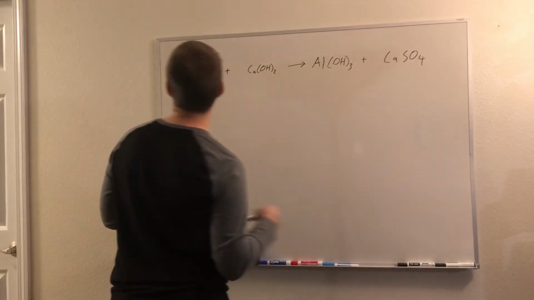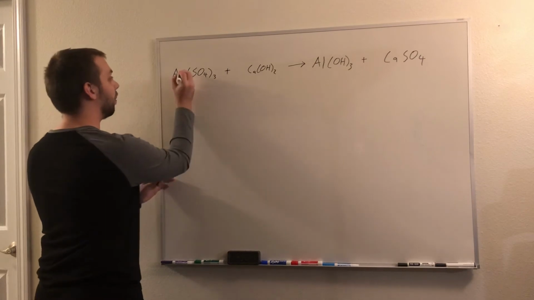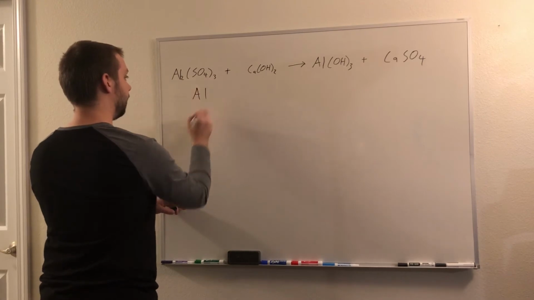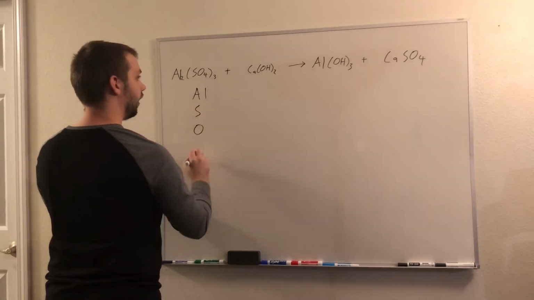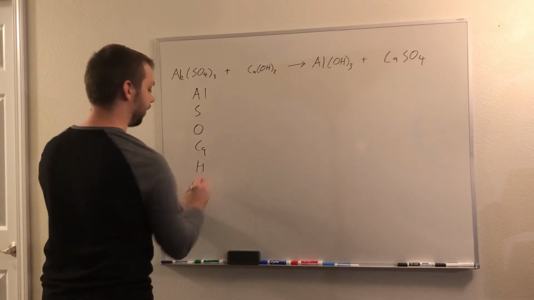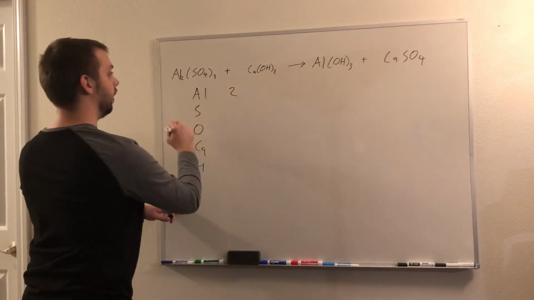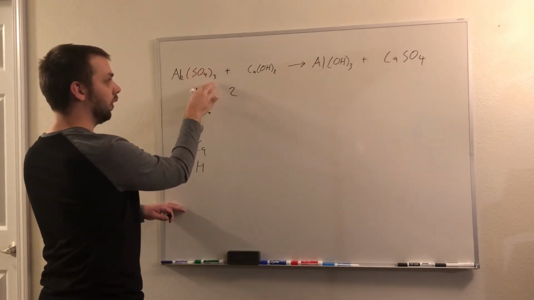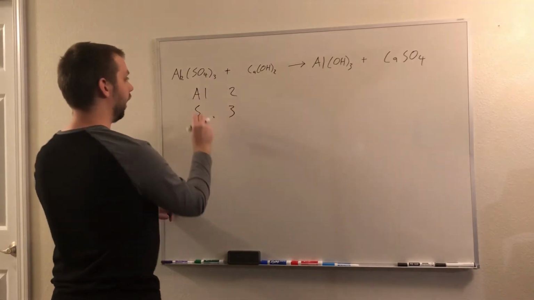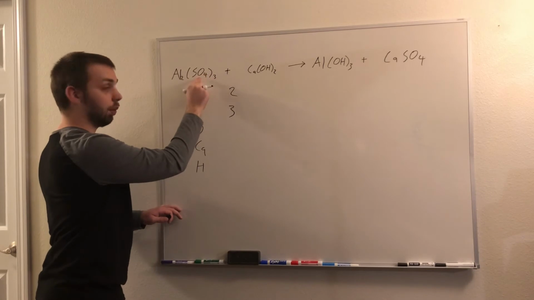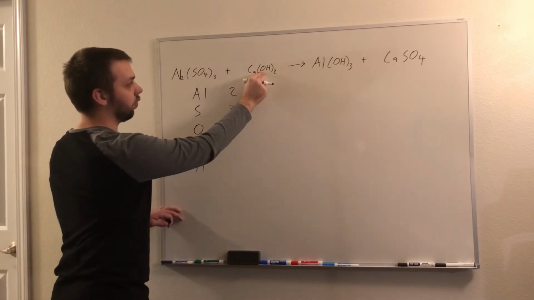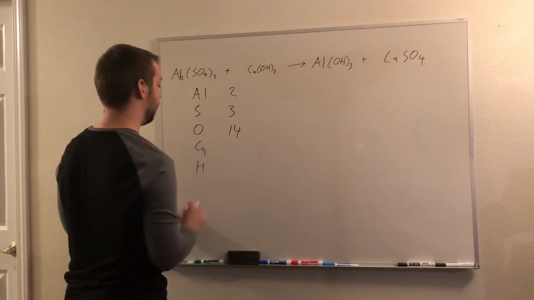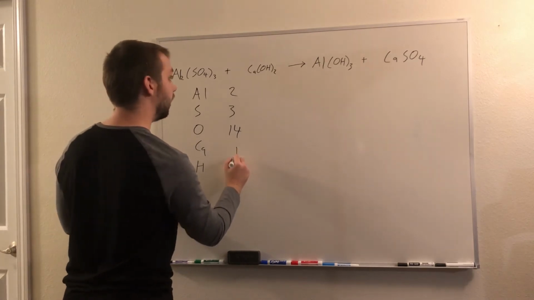So first thing, this should be aluminum, not A. I don't know what A is. I don't think it's anything. So let's say aluminum, sulfur, oxygen, calcium, and hydrogen. That's our atoms. So we have 2 aluminum. We have 1 here, but then there's 3 of this whole group. So there's 3 sulfur in there, okay? And then there's 4, but there's 3 groups of 4, so there's 12. And then again here, there's 2 because there's that 2 out there. So 12 plus 2 is 14. And then we have 1 calcium, and we have 2 hydrogen.